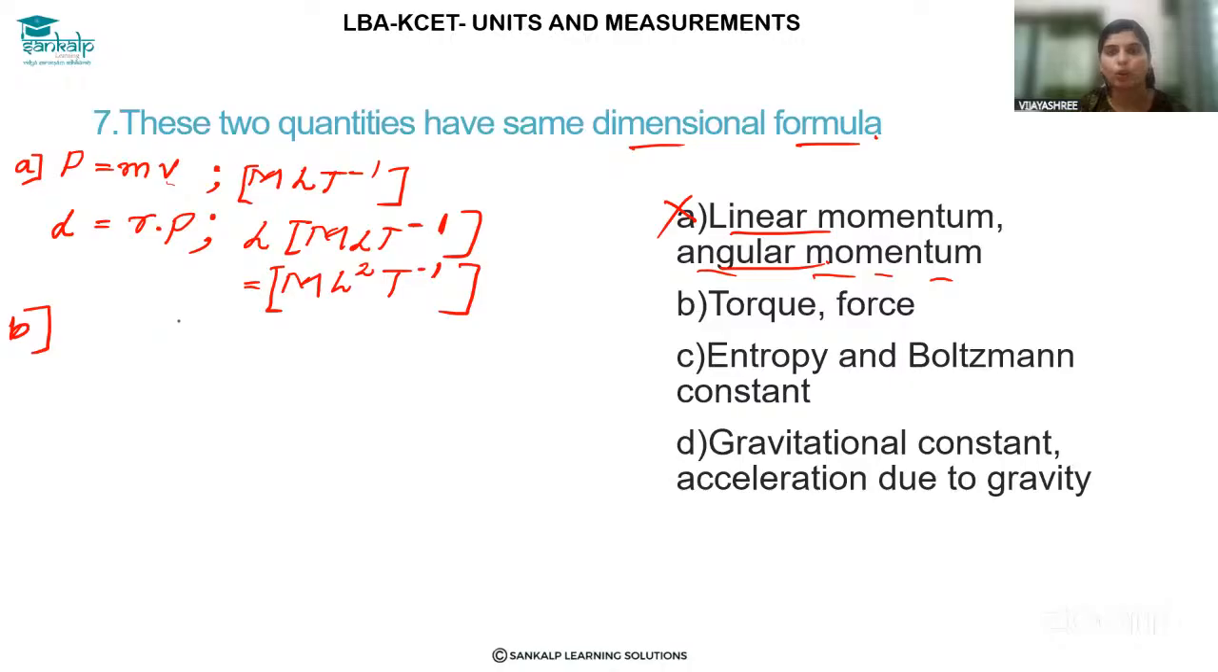Option B, torque and force. So let us find out the dimensional formula for force first. Force is equal to mass into acceleration. Its dimensional formula for mass is M. A means acceleration. Its unit is meter per second square. Meter means it is length, per second square or second raised to minus 2, that is time raised to minus 2. It is the dimensional formula for force.